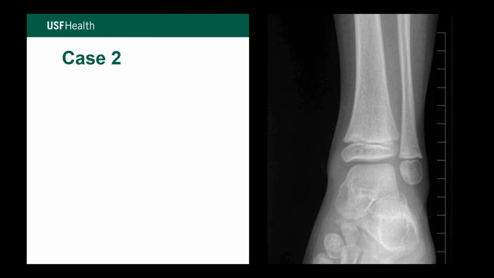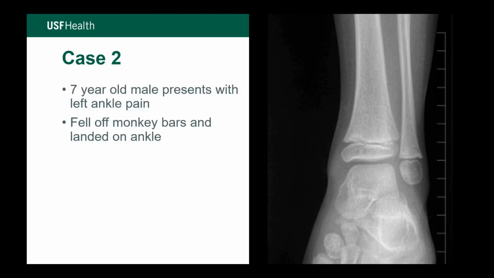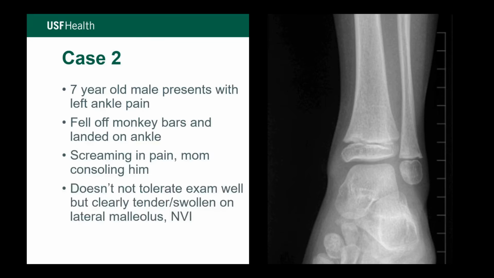A second patient, this is a child, right? You can tell because the physes are open on the x-ray. This 7-year-old presents with left ankle pain. He fell off the monkey bars and landed awkwardly. He's screaming, which makes examining him very challenging. Mom's trying to console him. But he's clearly swollen and tender on the lateral malleolus, and otherwise you think he has a good neurovascular exam.